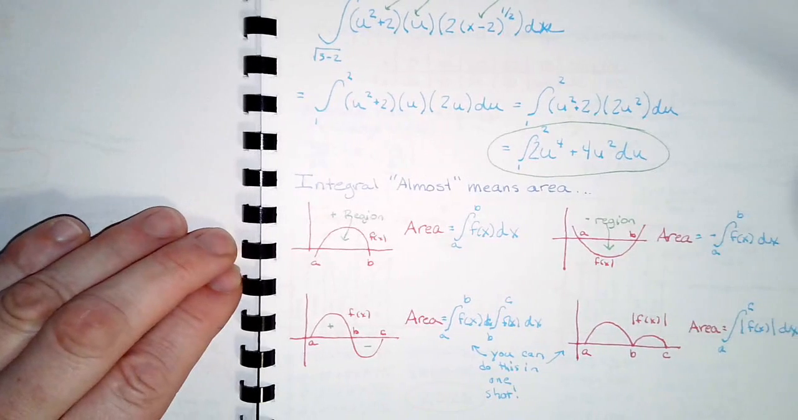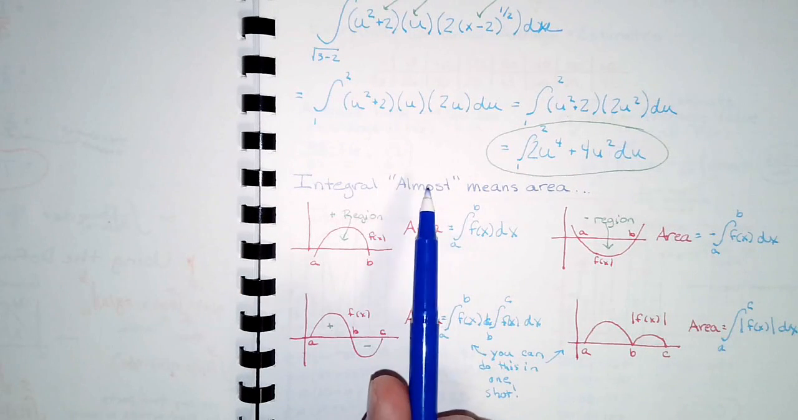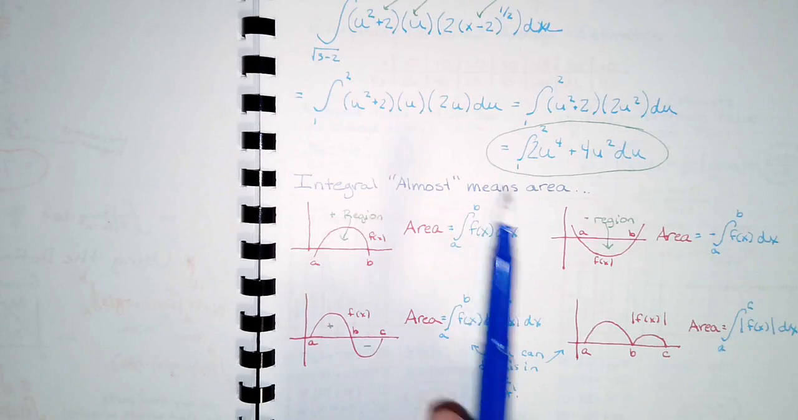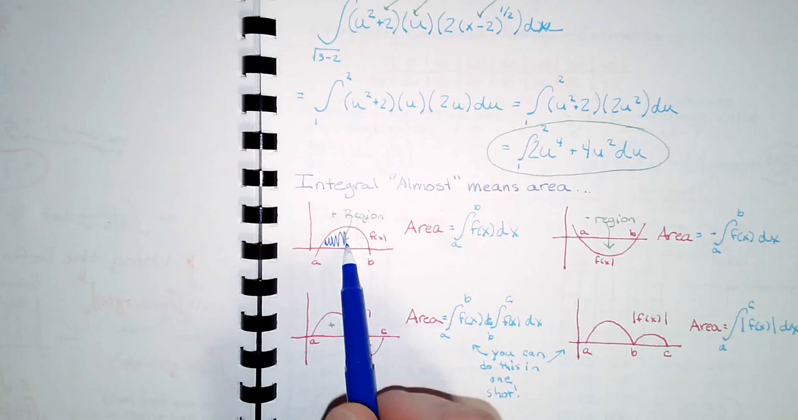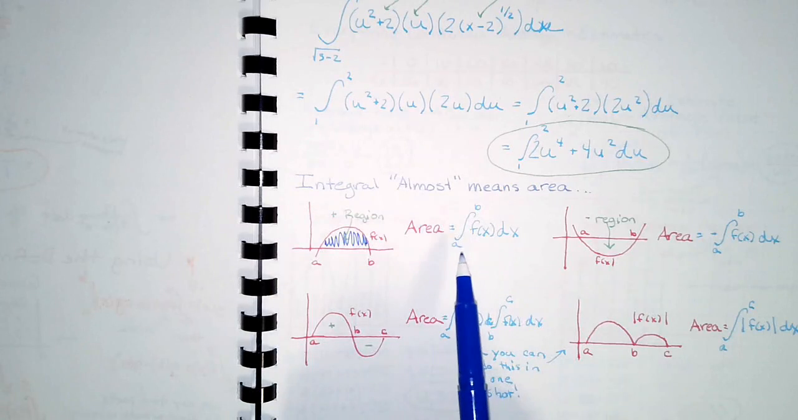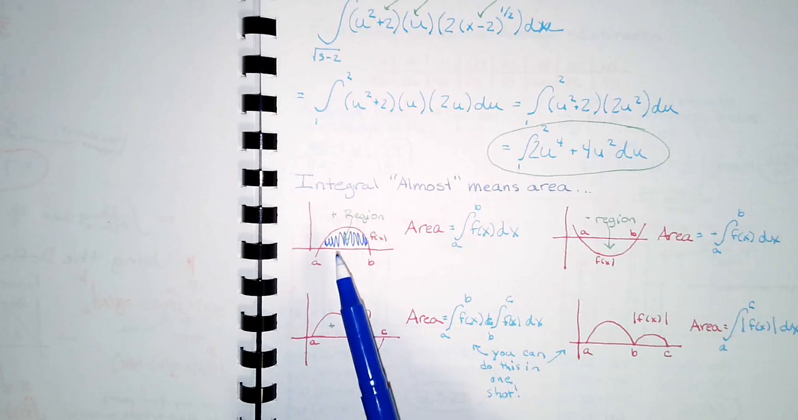First thing we're going to talk about really quick is that integral almost means area. We know integral and area are the same thing, but it almost means area. For example, if we have a region that's above the x-axis, we'll find the area of this region right here, then the integral from a to b of that function is exactly the area. Okay? Let's go over to this region over here.